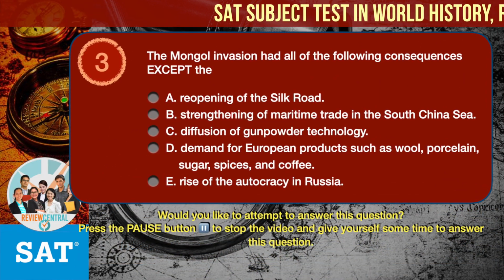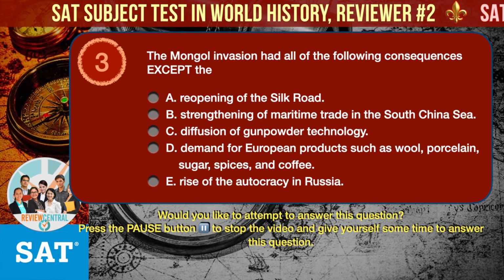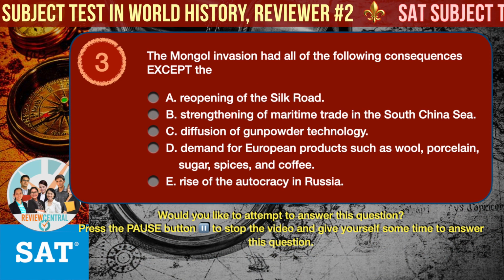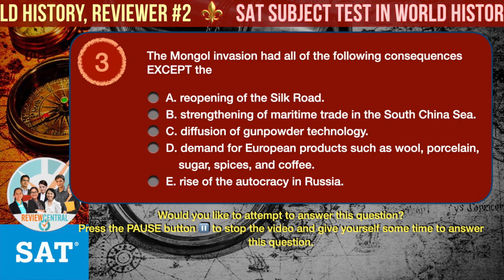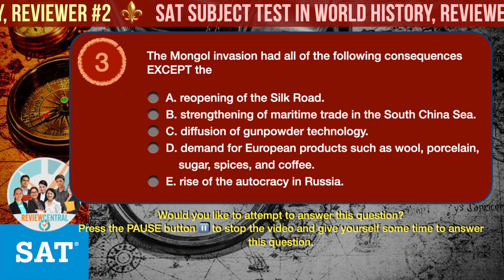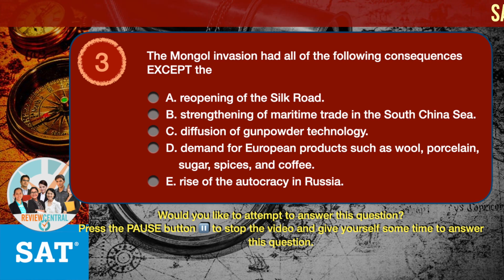Question number 3. The Mongol invasion had all of the following consequences except the A. Reopening of the Silk Road. B. Strengthening of maritime trade in the South China Sea. C. Diffusion of gunpowder technology. D. Demand for European products such as wool, porcelain, sugar, spices, and coffee. E. Rise of the autocracy in Russia.